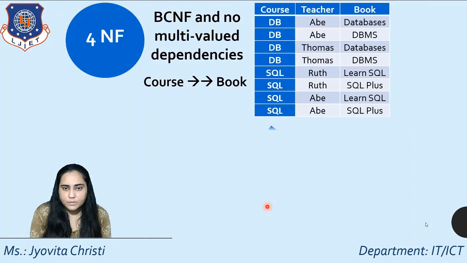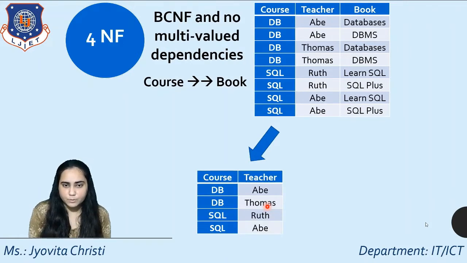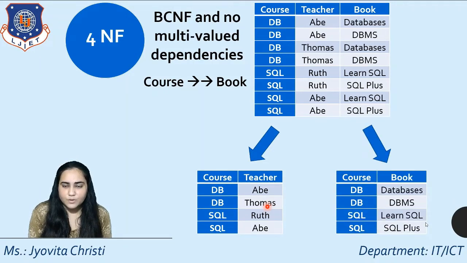Now, in this case, we are going to divide or decompose this table into these two parts. The first part is course and teacher, and the second part is course and book. Obviously, the multi-valued dependency anomaly is gone, because in the absence of the teacher column in this table, I can no longer have a multi-valued dependency. It requires two columns to be present, and they are not.